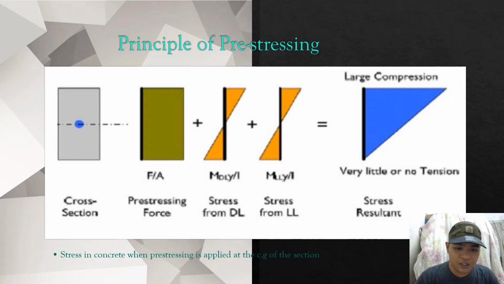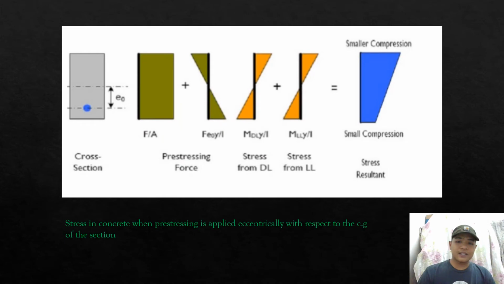We can see the cross section. In this picture, the stress in concrete is applied at the center of CG, at the center of the section. So we can compare with the smaller compression, which is where the concrete was prestressed and applied eccentrically with respect to the section. So we can see that the small compression occurs.